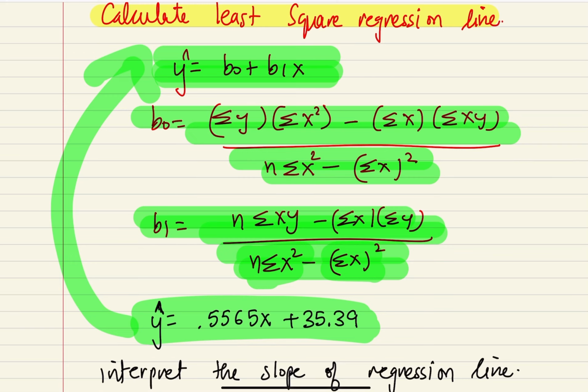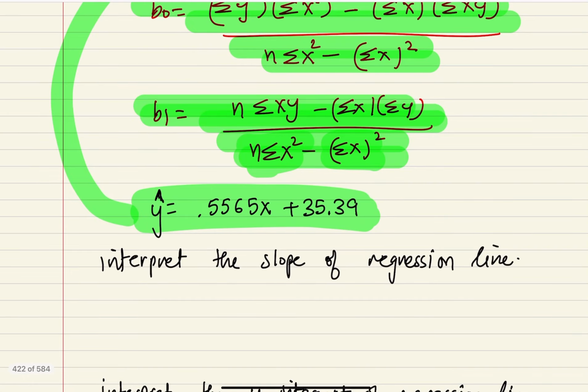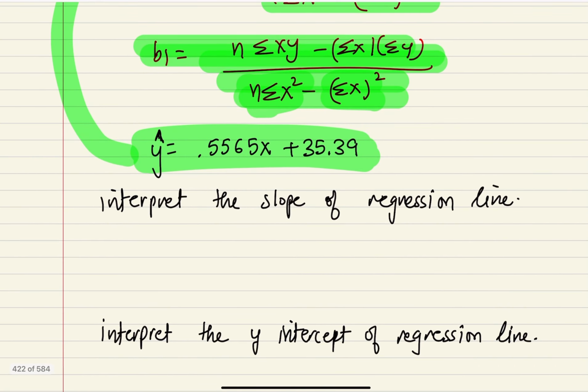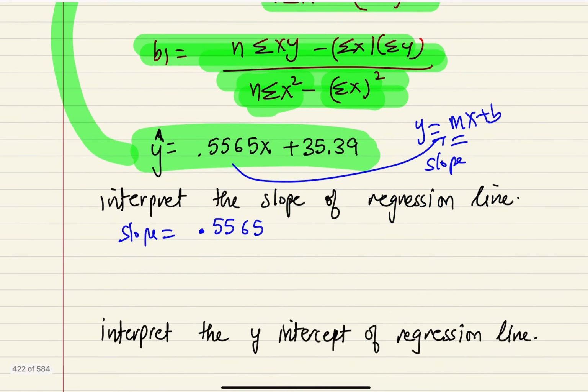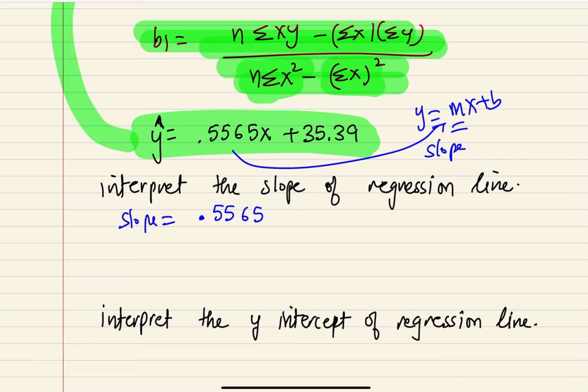Interpret the slope of the least square regression line. So what does this slope mean? If we compare it to the y equals mx plus b form, m is the slope. So the slope is 0.5565. One thing I noticed is the slope is positive. That means if we draw the scatter plot, we're going to have a line rising towards the right side. This slope is change in y over change in x, delta y over delta x, 0.5565.